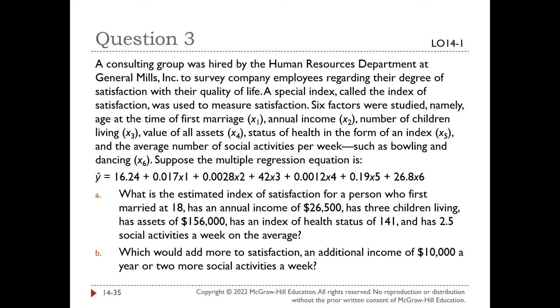Suppose the multiple regression equation is such and such. What is the estimate in the index of satisfaction for a person who is married at 18, has an annual income of $26,500, has 3 children living, has access to $156,000, has an index health status of 141, and has 2.5 social activities a week on the average? So basically all we're doing right here, and since they already calculated our formula, is fill in the blanks. So, get our fancy calculator.